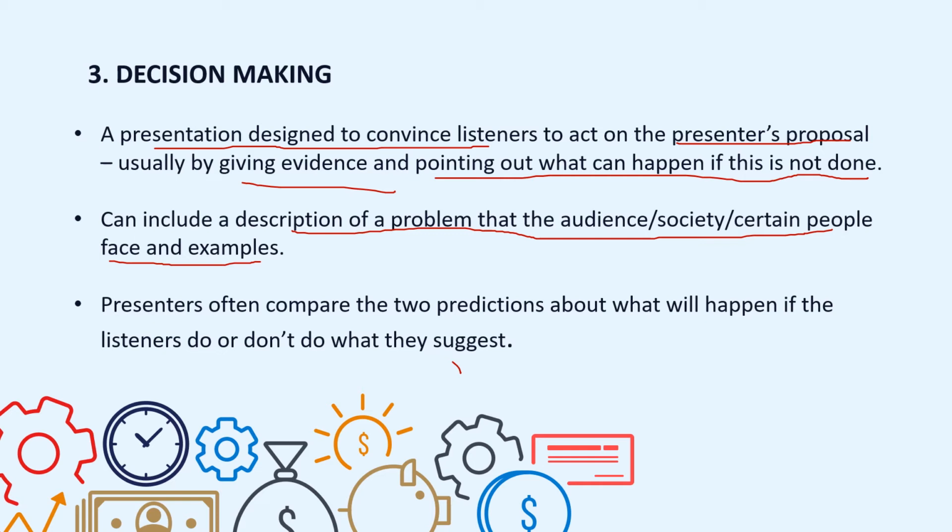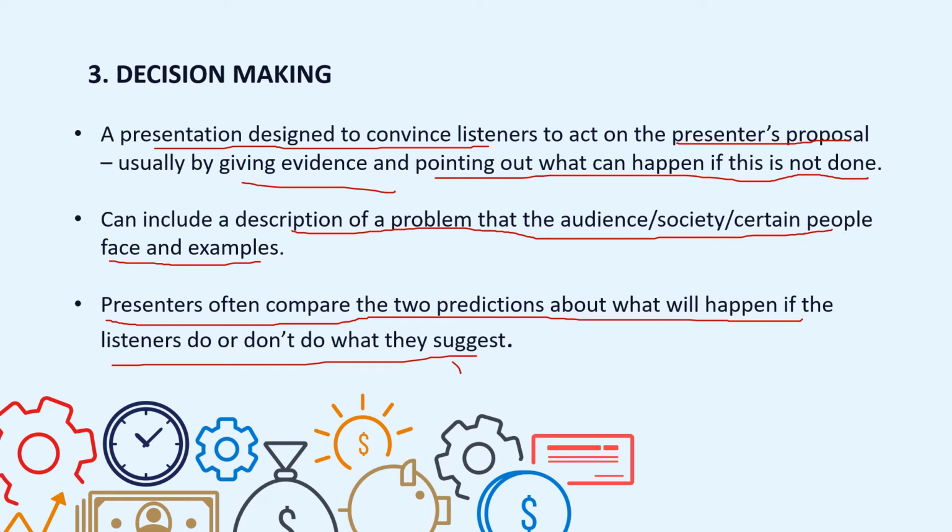The third point for the decision making type of skill is that the presenter often compares predictions about what will happen if the listener does or doesn't do what they are suggesting. So basically, from this third point, it usually lets the audience choose whether to do or not to do, but by giving the evidence and pointing out what will happen if we do this, if we do that.